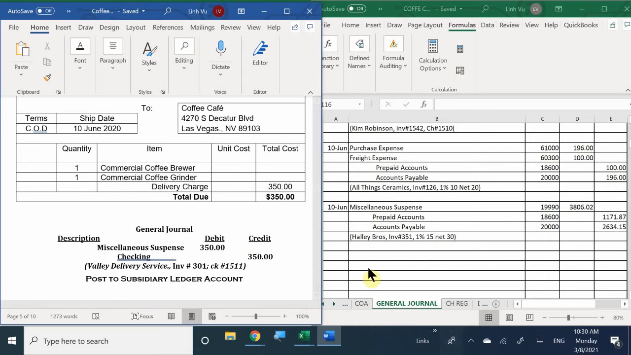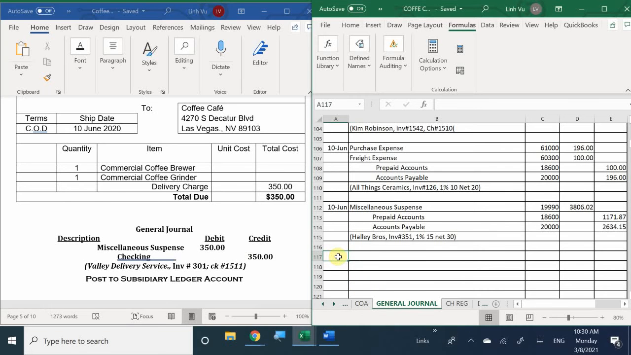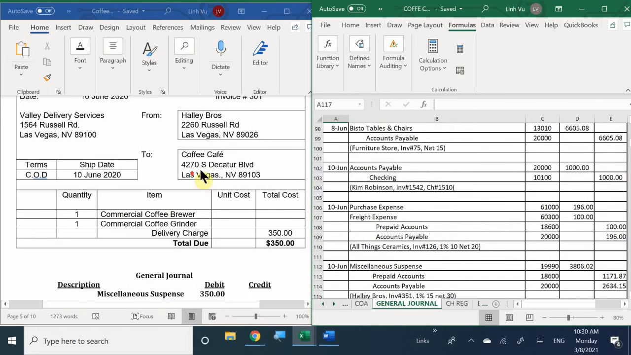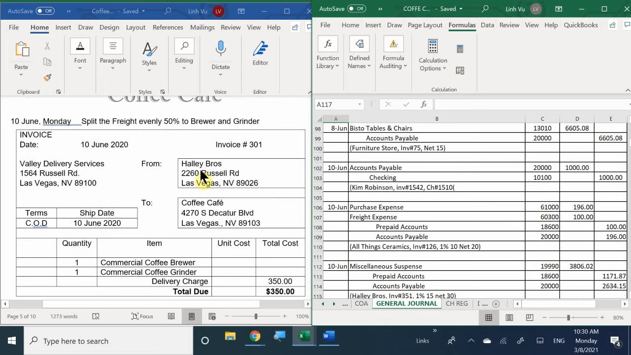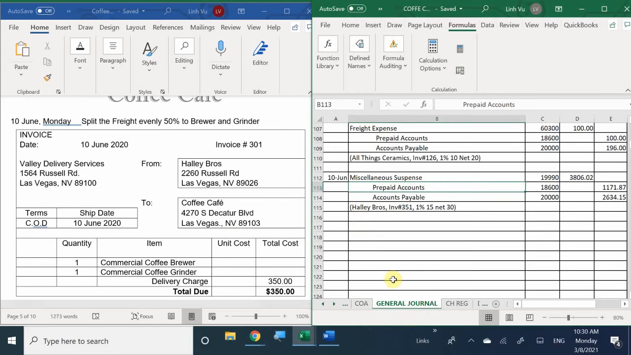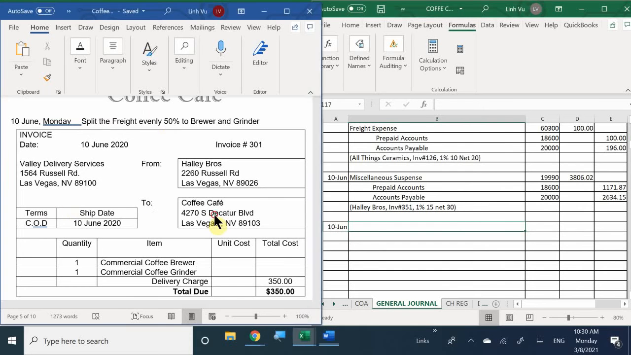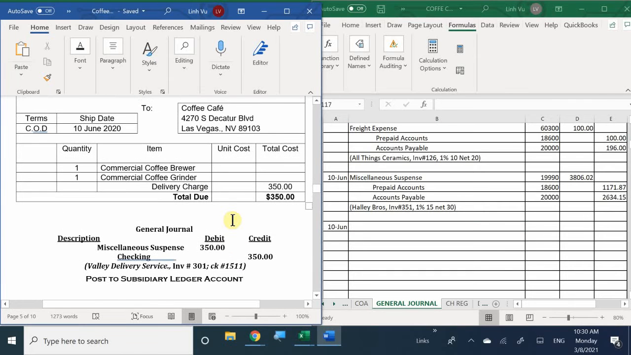Okay. So here we are in my journal. And of course, what are my terms here? COD. So what does that mean? That means we have to pay cash on delivery. So in this case, we got to write a check out for the $350 for the freight on these items.